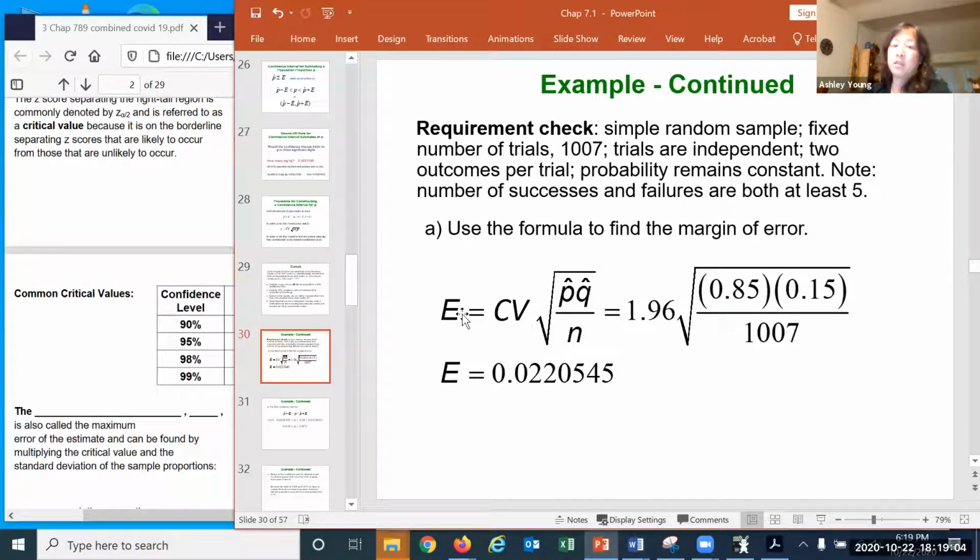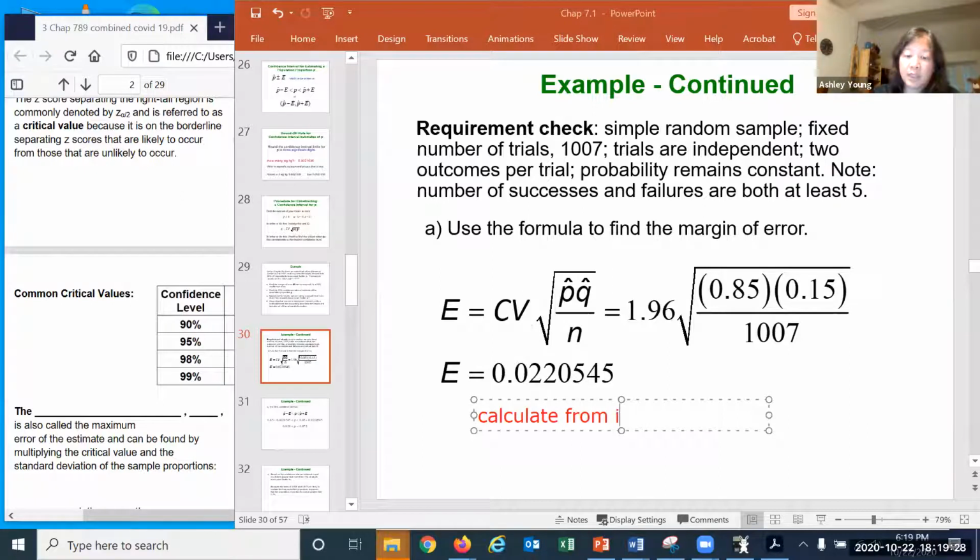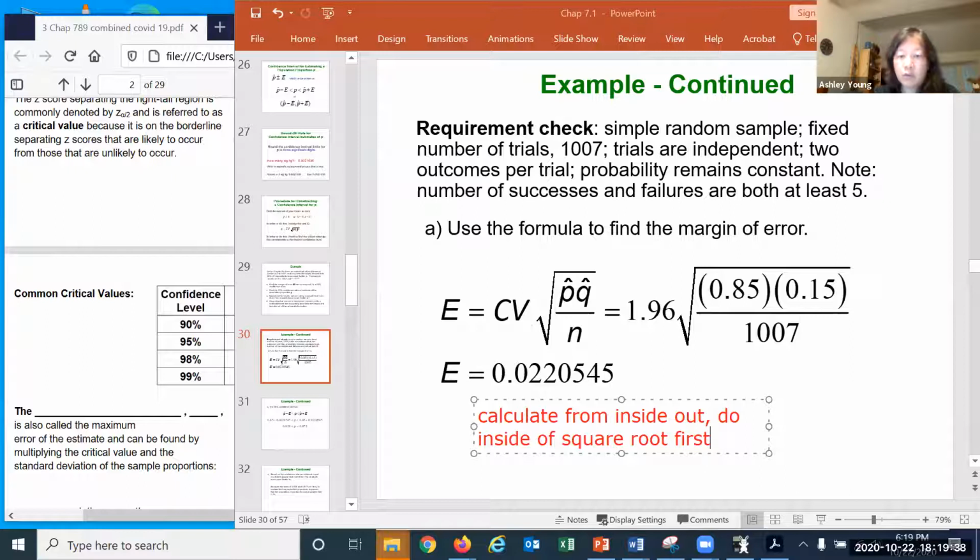All right, so here are all my pieces. My error is my critical value times square root of p hat q hat over n. So my critical value is 1.96, my p hat is 0.85, my q hat is 0.15, my n is 1,007. This is how you do it. Work from the inside out, right? So calculate from inside out. So do inside of square root first. That is my hint to you.